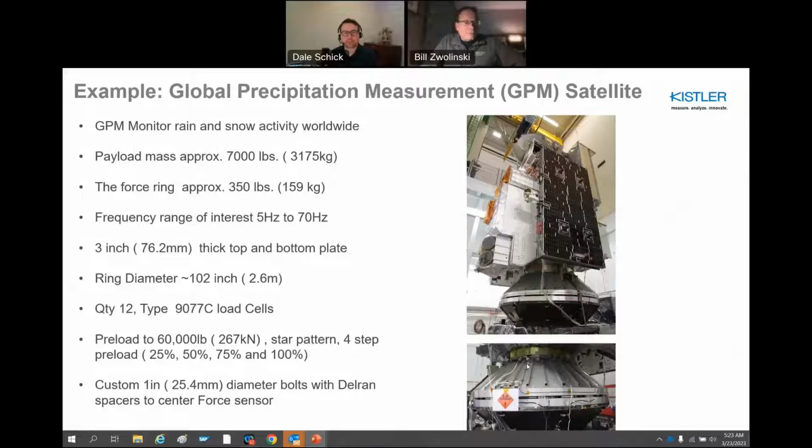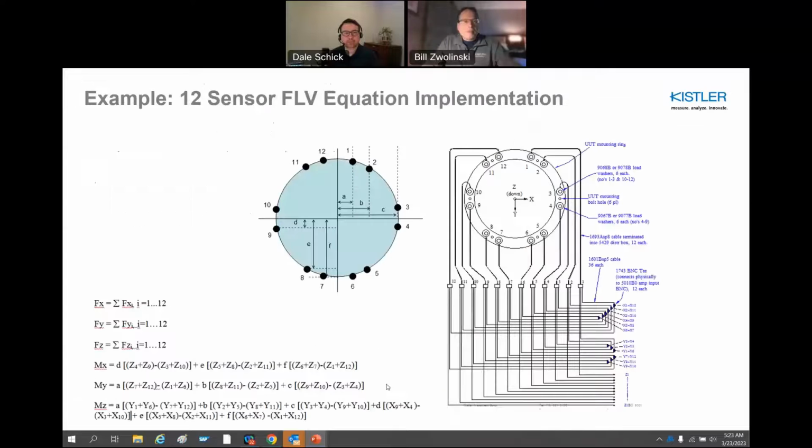This is an example of a test that was done at NASA some years ago, but basically it's an observatory with substantial mass using 12 sensors in a ring configuration, and the preloads were quite high, and they were done in 25% increments, and there was a custom bolt being used instead of a standard bolt from Kistler in this case. This is what it might look like schematically, and how you would write these expressions of forces and moments. You'd apply the same type of rule that I applied on the rectangular case earlier.